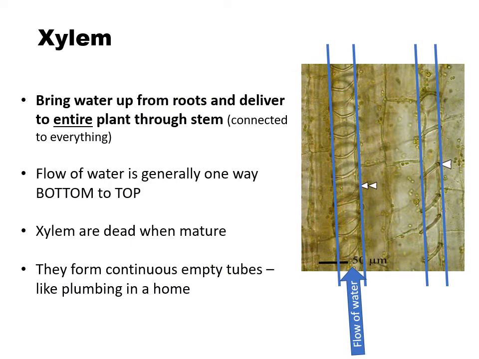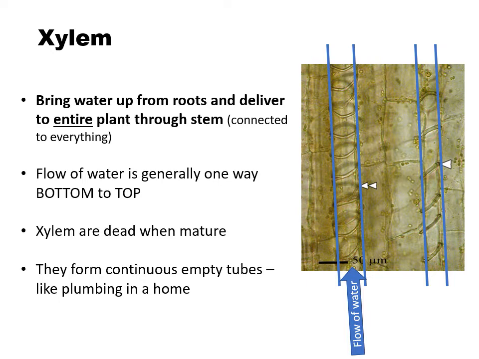So xylem brings water up from the roots and delivers it to the entire plant, right? So everywhere in the plant is connected in some way to xylem. Maybe not directly, but very close, so that water can pass through tissues close to the edge of the plant where it's drying or wherever. The plant needs water. We know that plants go limp when they run out of water, and it's the job of xylem to deliver the water to all parts of the plant.